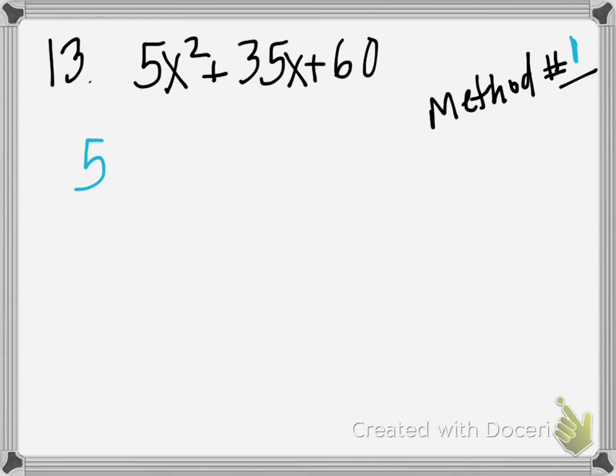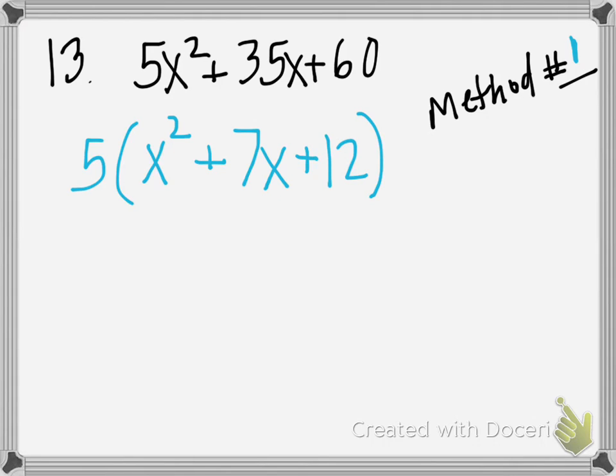So if I factor out a 5, I'd be left with 5 times what gives me 5x squared, and that's x squared. I would bring down the plus sign. 5 times what would give me 35x, that would be a 7x. Bring down the plus sign, and then 5 times what would give me 60, that would be 12.